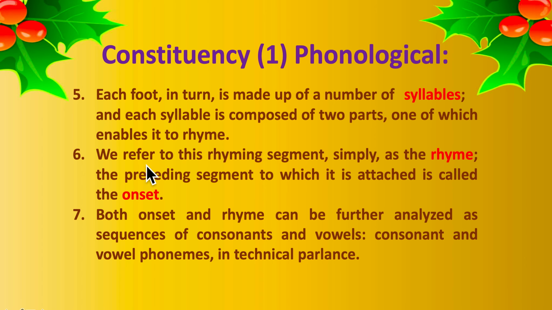So we move on to point number 6. We refer to this rhyming segment simply as the rhyme. The preceding segment to which it is attached is called onset. So here a syllable is composed of 2 parts, one is a rhyme and the other is onset. These 2 terms I will further discuss and define at the end of this lecture.